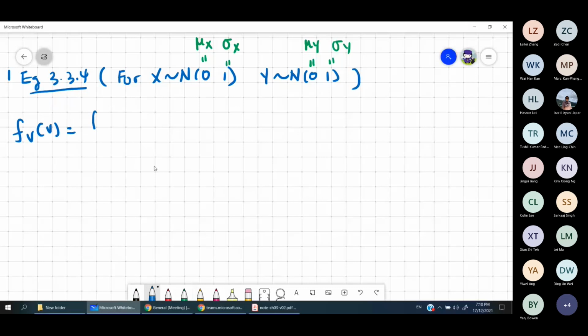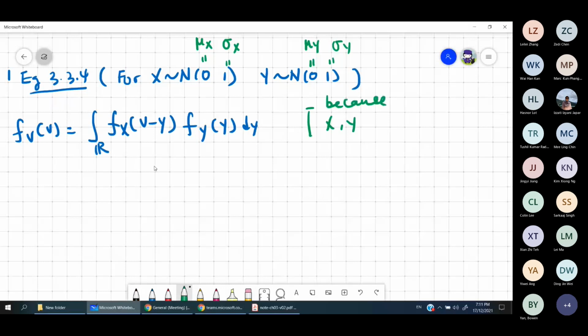So if we use the formula, that will be this. We integrate f_X(v minus y) and f_Y(y) dy. So we have this. This is true because X and Y are independent, okay. So then we can separate them.